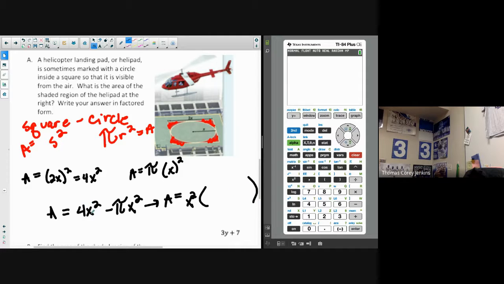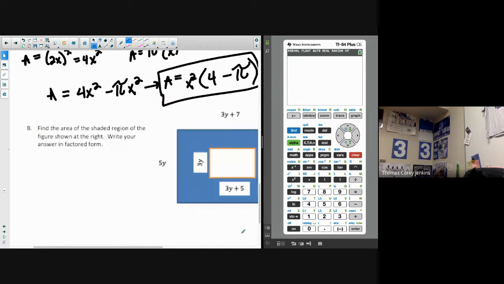So this divided by x squared would be 4. This divided by x squared would be negative pi, or minus pi. So our simplest way to write that formula would be that area equals x squared times the quantity 4 minus pi. And we know that it's factored form because there are no common factors with 4 and pi.